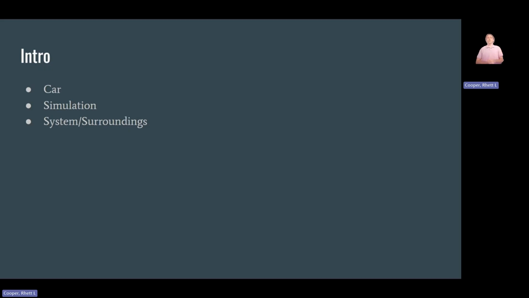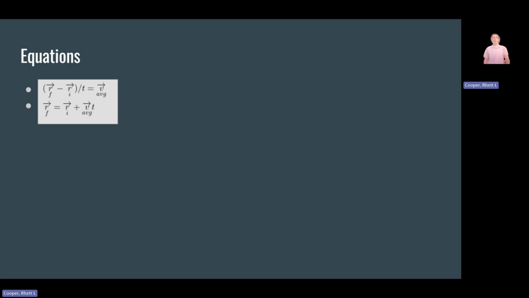Then we coded a simulation that is just an orb moving at the same constant velocity. There is no surroundings unless you count me pushing the car, but really we're just observing the car as it already has a constant velocity, and that would be the system. We used two equations here.